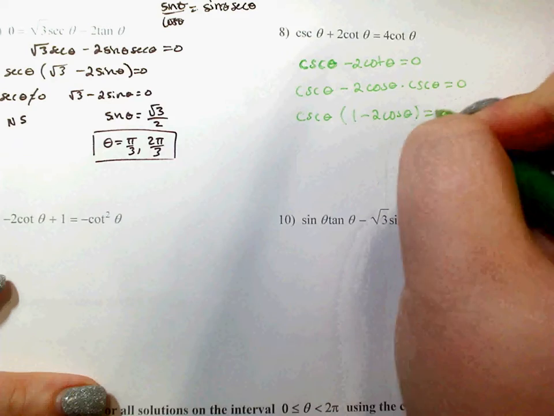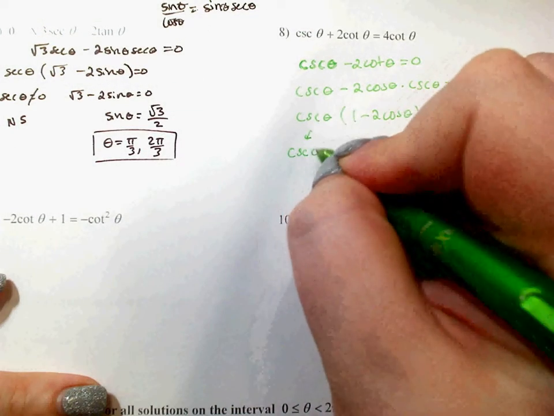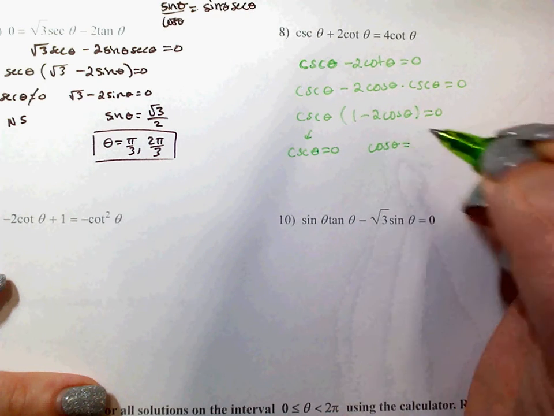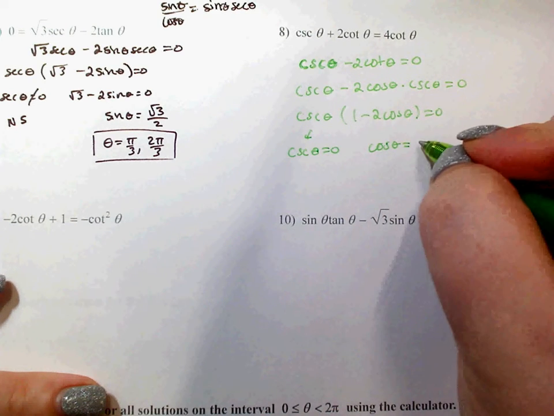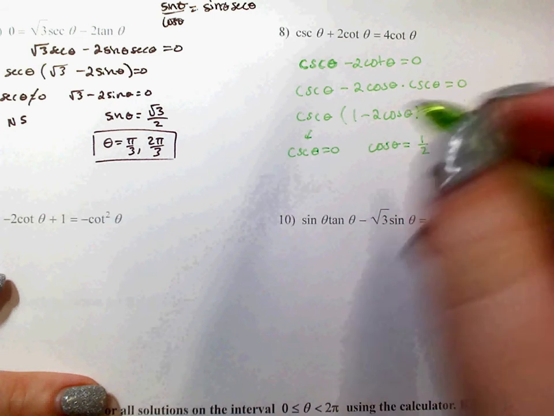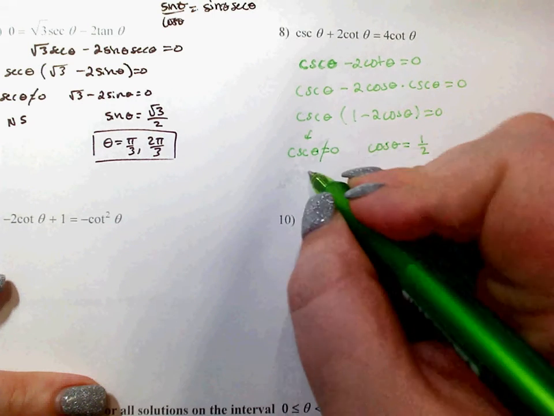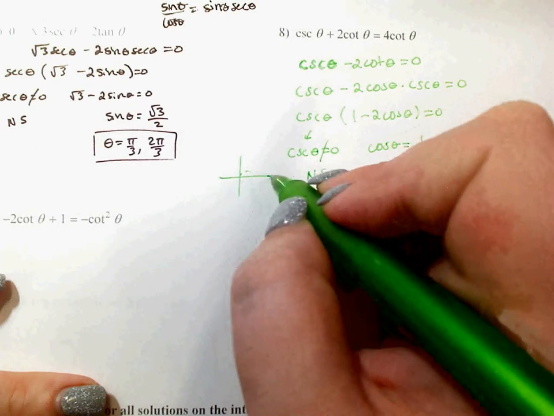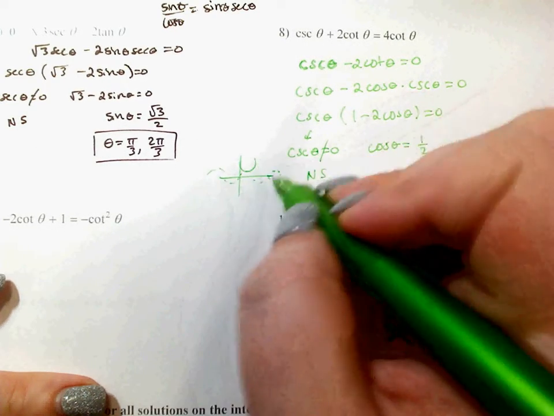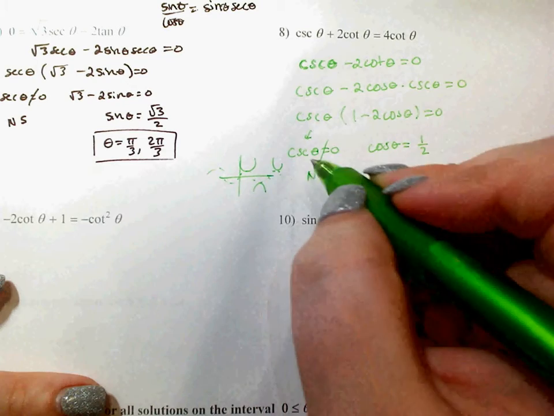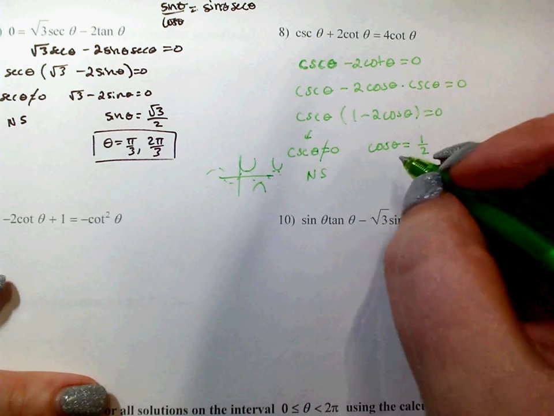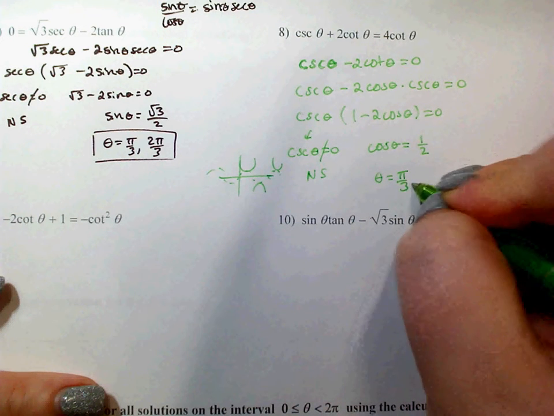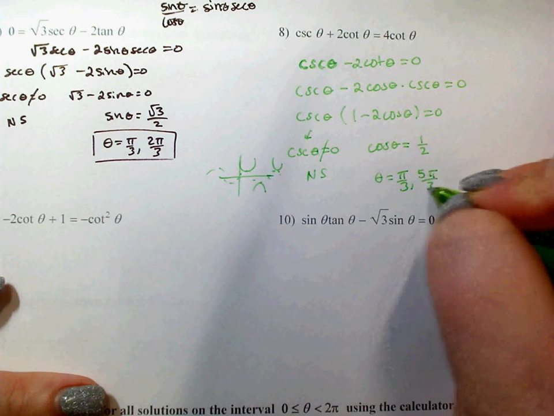Okay, I'm going to factor out a cosecant, and I'm left with 1 minus 2 cosine. So I'm asking, when does cosecant of theta equal 0, and when does 1 minus 2 cosine equal 0? Subtract 1 divided by negative 2, and I get positive 1/2. So cosecant of theta never does equal 0, so that's no solution. Just as a reminder, cosecant is the reciprocal of sine, so if sine does this, cosecant does this. Cosecant never hits the x-axis, that's why it never equals 0. Cosine equals 1/2 at pi over 3 and 5 pi over 3. So those are my only answers.